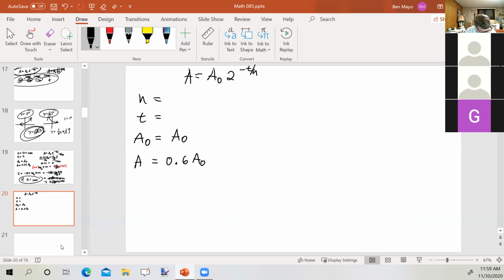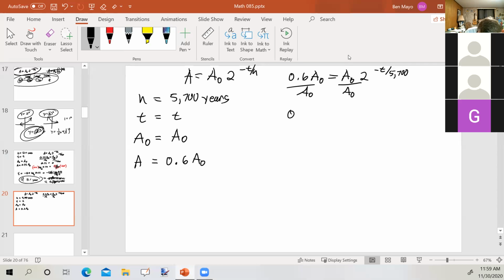Yes. Now, it tells us in a previous situation that the half-life of carbon-14 is 5,700 years. So time is the unknown. So our equation looks like this. 0.6 A sub 0 equals A sub 0 times 2 to the negative T divided by 5,700 years. The next step is divide both sides by A sub 0. So 0.6 equals 2 to the negative T divided by 5,700 years.